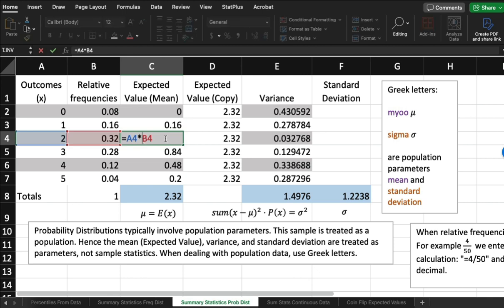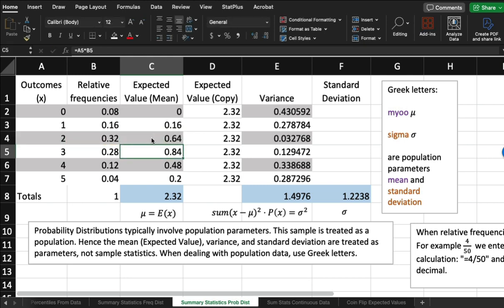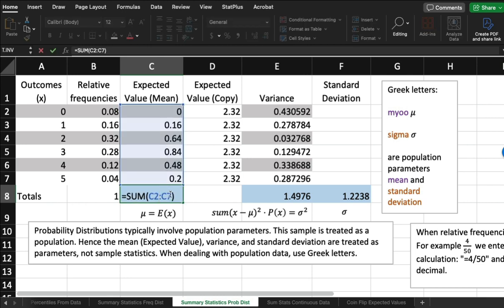Notice that the formula in row 4 is equals A4 times B4. So it's always multiplying the value of X that's in that row times the relative frequency in that row. Okay. Now this is the mean, which I've highlighted that cell blue so that I can see it better going forward in the future. The mean is the sum of all of those numbers that we just calculated.